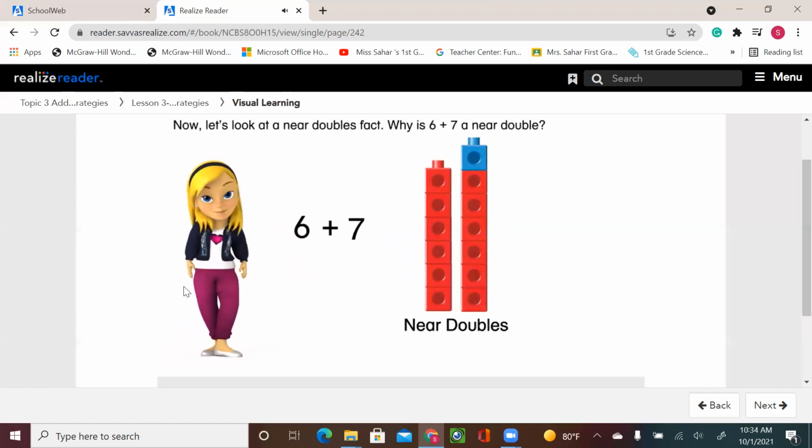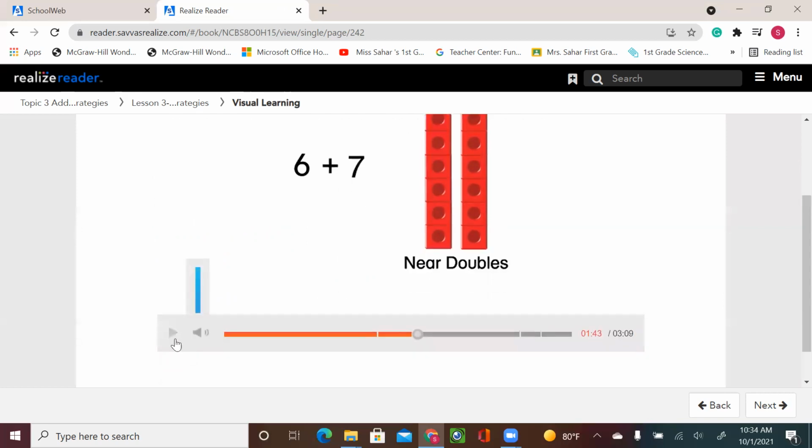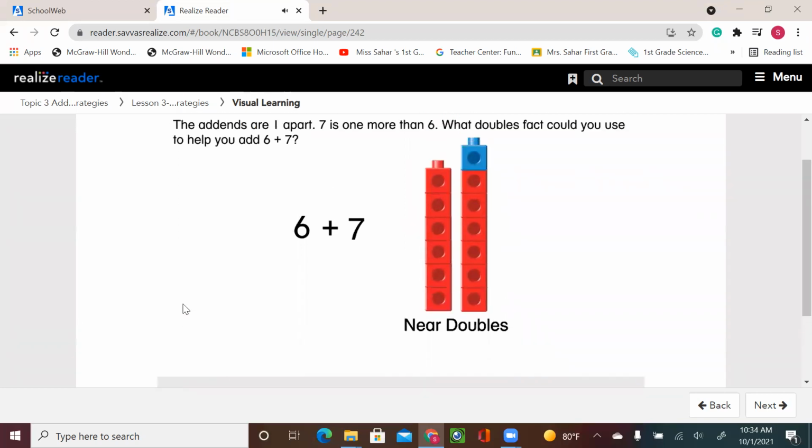Now let's look at a near doubles fact. Why is 6 plus 7 a near double? Because it's double 6 plus 1. One of the towers has one more. And I know 6 plus 1 equals 7. So my second addend is one more than the first addend. So it's a near doubles or doubles plus. The addends are 1 apart. 7 is 1 more than 6.